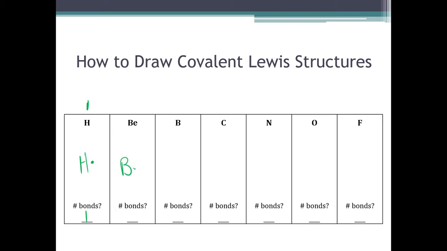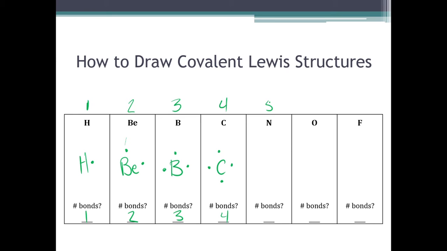Next we have beryllium. If you look on your table, beryllium is in group 2, which means it has two valence electrons, which means it can make a bond right here and it can make a bond right here. So it can make up to 2 bonds. If you find boron, it's over on the other side of your table. It's in group 3, which means it has 3 valence electrons, which means it can form up to 3 bonds. Carbon is in group 4, so it has 1, 2, 3, 4 valence electrons. It can form up to 4 bonds.